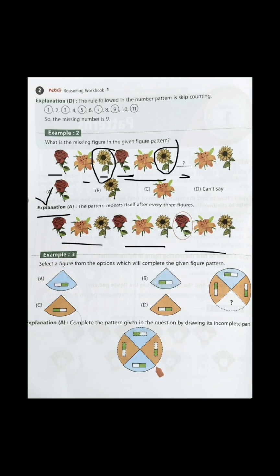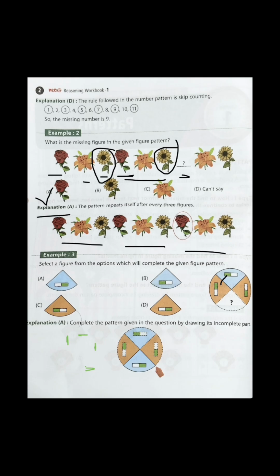Select a figure from the option which will complete the given figure pattern. So here it is like this. The green part, let me draw it. The green part is over here, and then here, and then here. And after that, can you tell what will come next? So yes, the answer will be A. It will come over here.